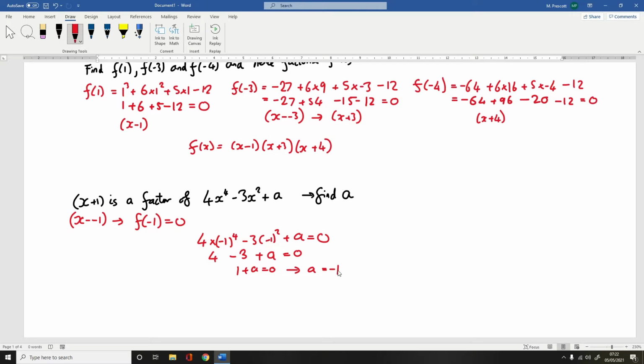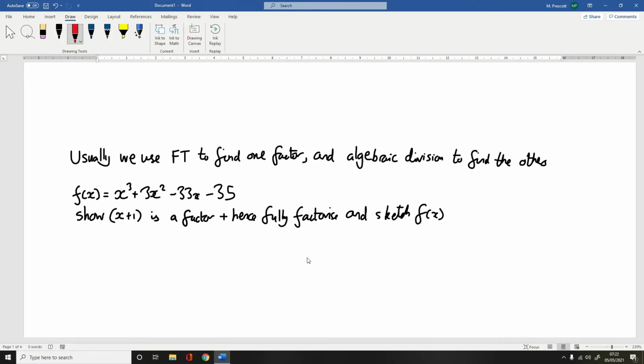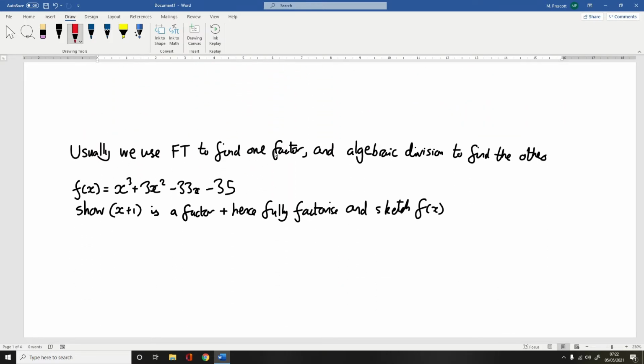So, again, another simple use case. If we know what a factor is, we can substitute the inverse of that value into the polynomial, and we can get facts about the other values within it. Okay, but usually it's not just a case that it's factor theorem on its own. Usually we're going to use factor theorem to find one factor and then algebraic division to find the others. And I'm going to go over my favourite type of algebraic division today, which is the grid method, and I'd like you to try and use it.